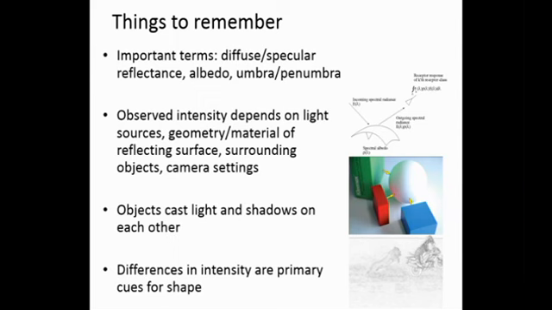It's also important to remember that objects cast light and shadows on each other. So a lot of what we observe in the intensity of one object is actually due to the surrounding objects. If you put a white ball in a green room, it'll look green. If you put it in a red room, it'll look red. And in order to interpret shape, what we care most about are the local differences in intensity. That can tell us about the surface orientation and the 3D texture on the object. And it's basically our main cue for interpreting the scene.